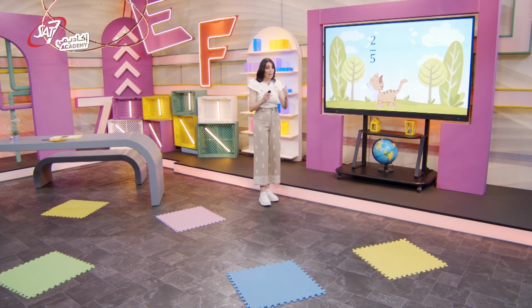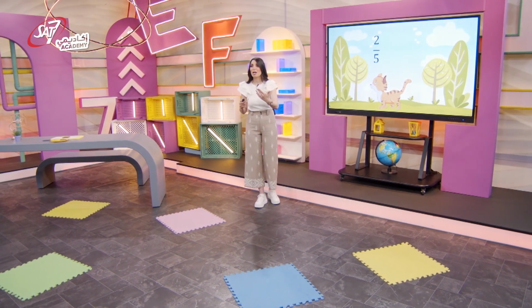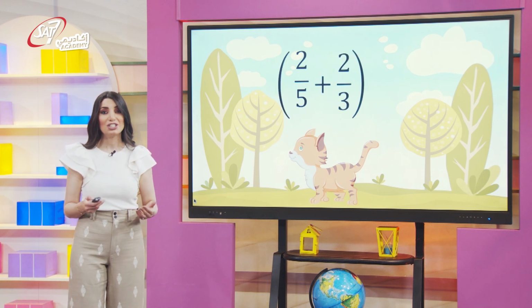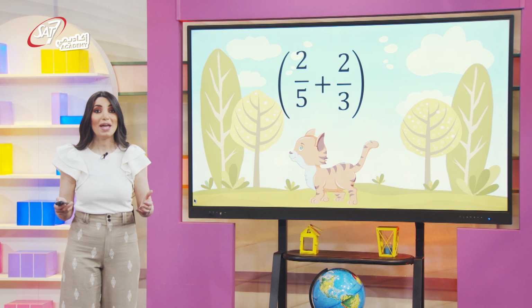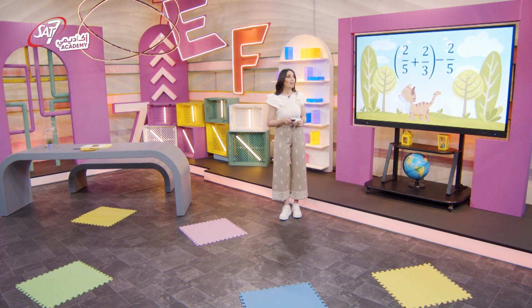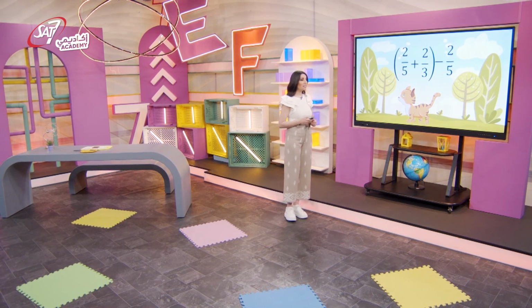So the kitten weighs part of a kilo, less than 1 kilogram. 2/5 a kilo at first. Then its weight increases by 2/3. We add. And after that, she gets sick. She loses weight. We subtract 2/5. Can you find the final weight of this kitten?